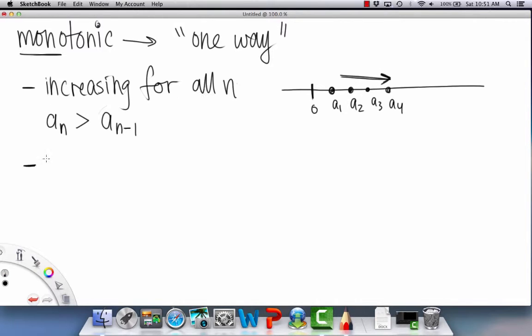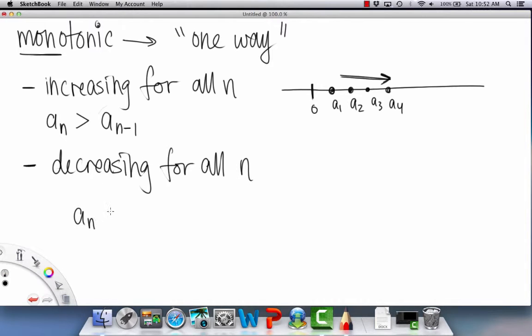And on the other hand, decreasing, this is our second option, for all n. If our sequence is continually decreasing, that means each term has to be less than the term before it. So let's say A1 is here, then A2 has to be to the left of it somewhere, and then A3 has to be to the left of A2. So in this way, it's going left on the number line.